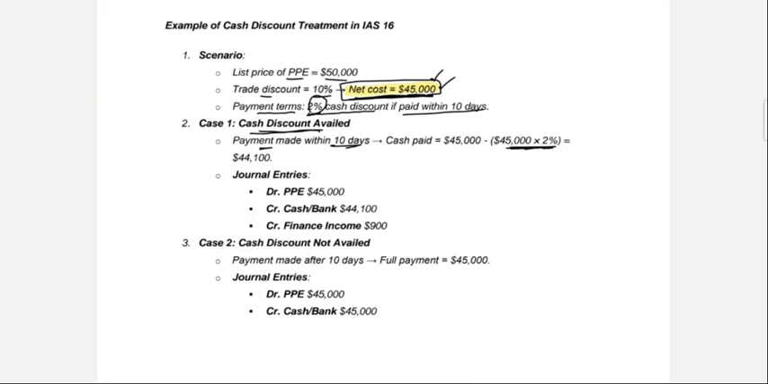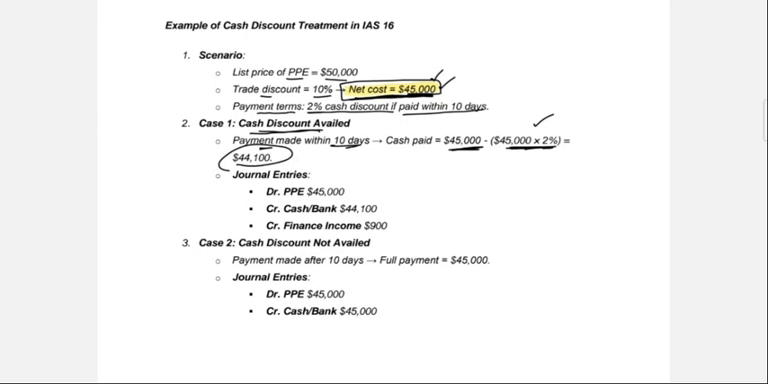2% of 45,000 is going to be your cash discount, because the term is that you are going to pay 2%. You will get 2% of cash discount, and 2% on what? On 45,000, which is the value of the asset after trade discount has been deducted. So you will take 2% of 45,000, which is this, and you will deduct it from the cost of the asset, which is 45,000, and you will now pay 44,100.